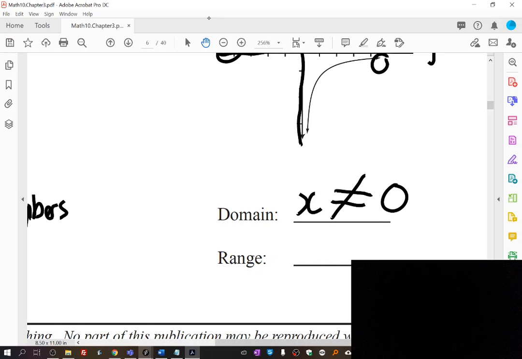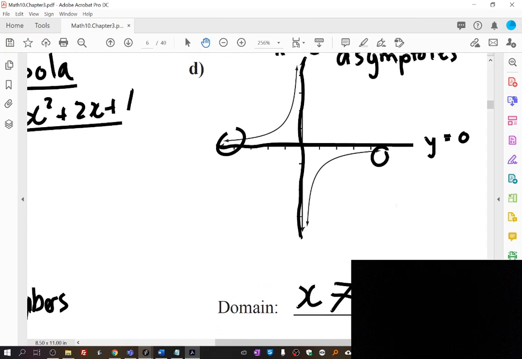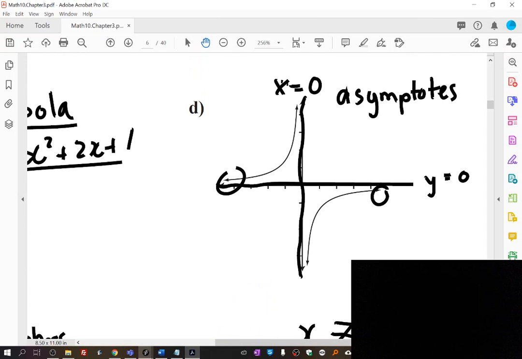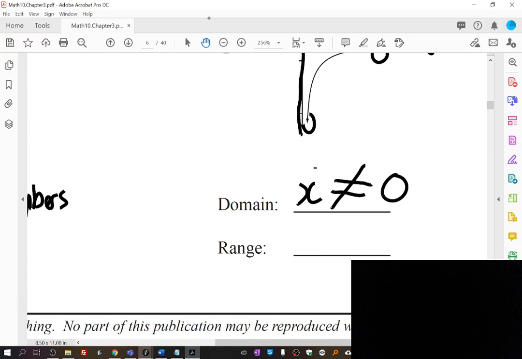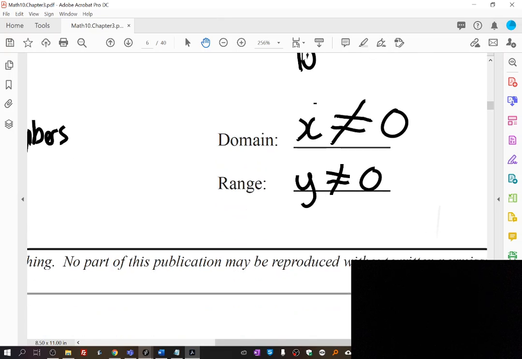Same with y. Y has a similar asymptote. It's like this line where the graph is approaching it, but never quite gets there. It's got that infinite arrow to say it's always going down, and it's infinitely getting closer to 0, but it's never going to quite reach it. So we say the same sort of thing. Y cannot be 0. Any other number is cool, but not 0.